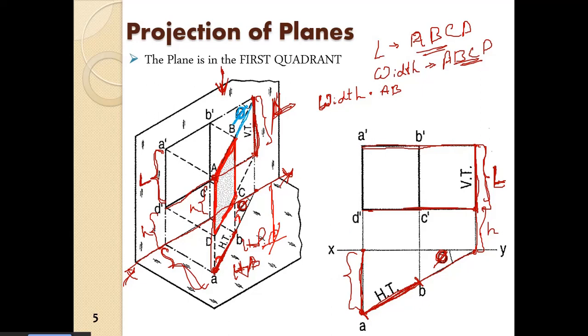Now from here we draw a perpendicular, and from here we draw a perpendicular. Then we have to project the points D dash and C dash on the vertical plane. So we project the point A like this, straight to A dash. So we join this line.